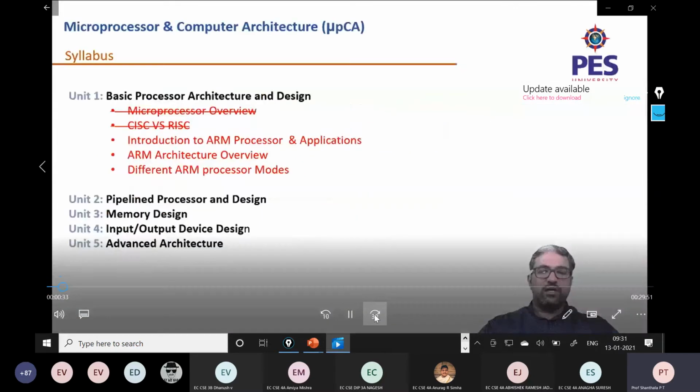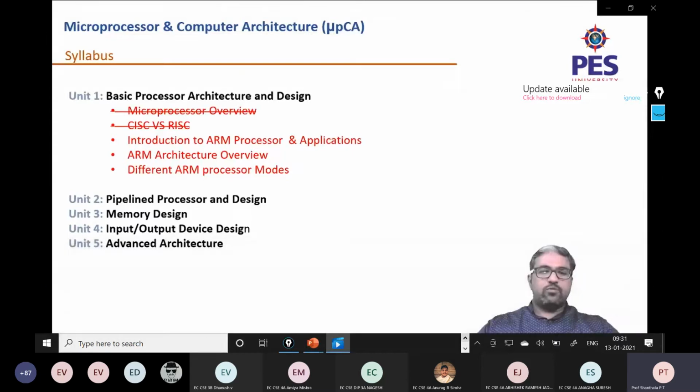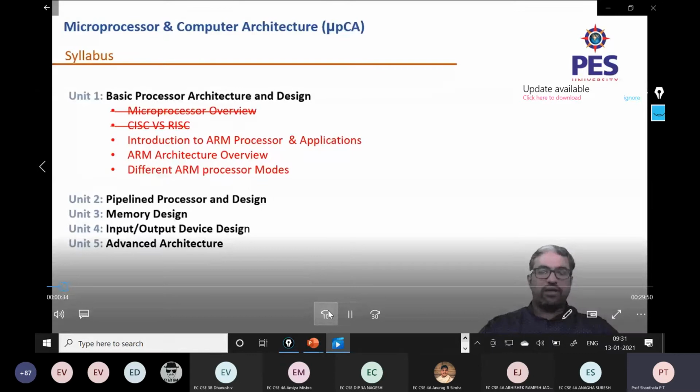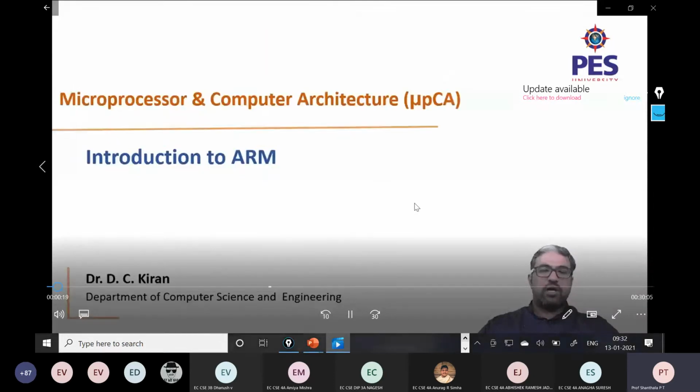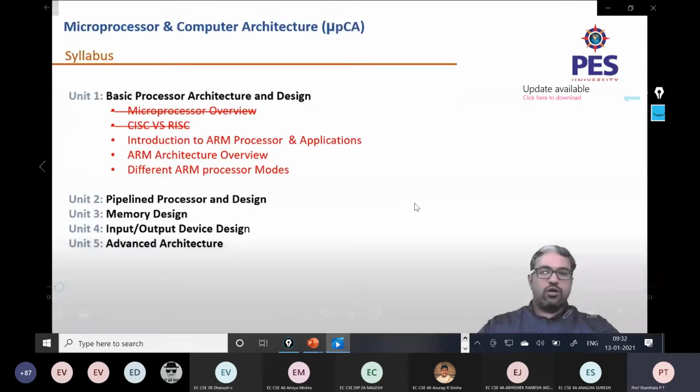First, the ARM architecture. Then we'll try to understand the different modes in which the ARM processor works. Here we'll understand the ARM processor terminology and its applications. We'll have an overview of the ARM architecture.